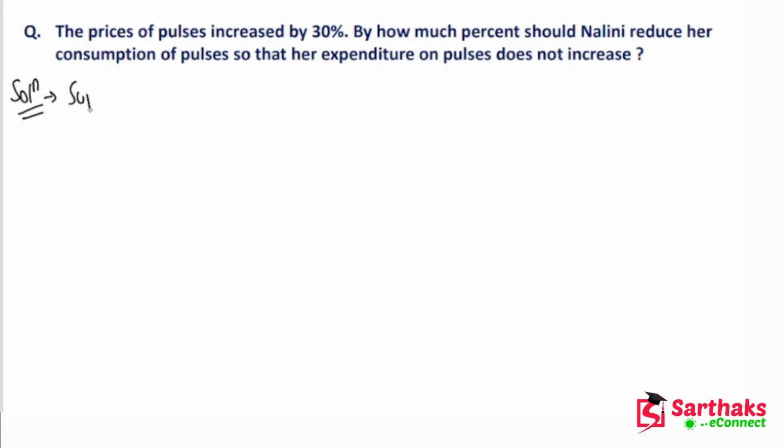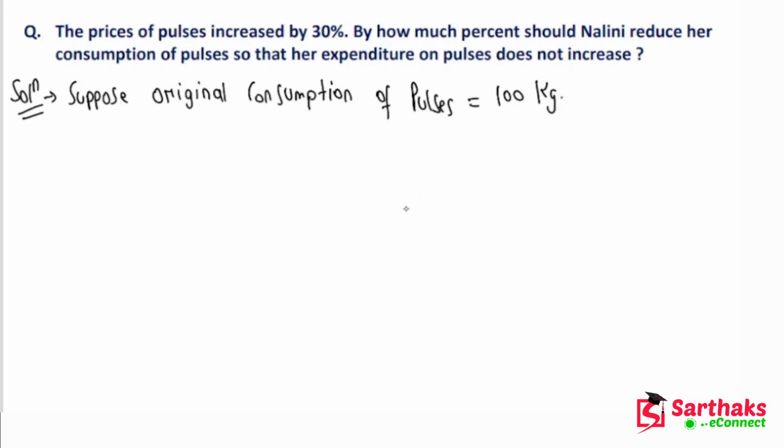So we can start by, suppose original consumption. See, because we are calculating consumption, so we have to assume that only. Suppose original consumption of pulses is equal to 100 kg. Okay, suppose you were consuming 100 kg pulses. Okay, and what is the cost? Suppose the price of 100 kg pulses is rupees 100, that is rupees 1 per kg. Okay, so assuming everything to be 100 is very easy. It will make the question very easy, right?